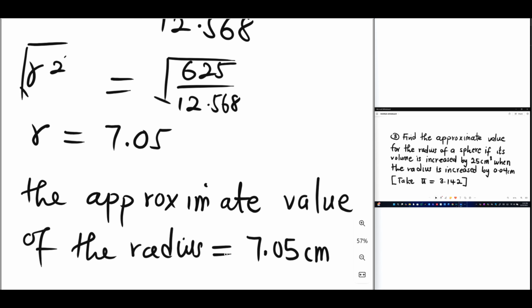So this becomes the approximate value of the radius of the given sphere, whose volume is increased by 25 centimeters cubed and whose radius is also increased by 0.04 centimeters.